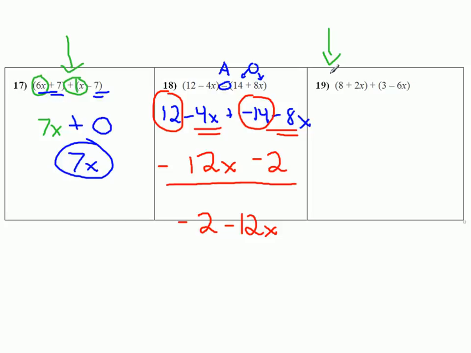Last one, same thing. No complications with these addition problems. Just circle and combine the like terms. 8 plus 3, that's positive 11. I have a positive 2x and a negative 6x, different signs. I'm going to subtract. Take the sign of the larger number. Final answer, negative 4x plus 11.